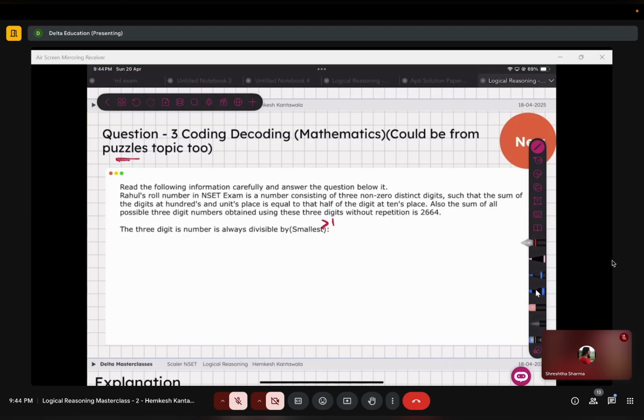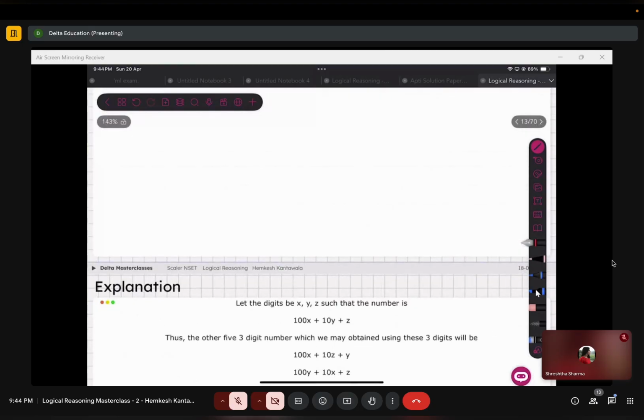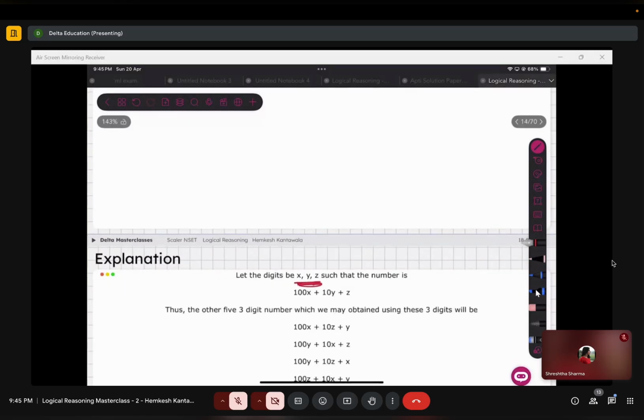Okay, then let me solve this. So yeah, we'll assume that the digits are x, y, and z. For a 3-digit number, we would assume that our digits are x, y, and z. And firstly, we would assume that x is at our hundreds place, y is at our tens place, and z is at our ones place.